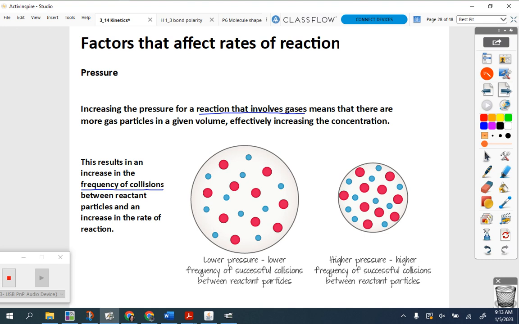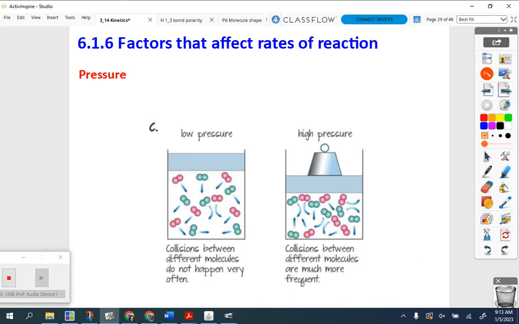And you can also think about it, I like this picture better because it's sort of thinking about the same container. If you were to increase the pressure, you have the same number of particles, but in a smaller space, they're just going to bump into each other more easily. It's a lot easier to have a mosh pit in a small club than in a big stadium.